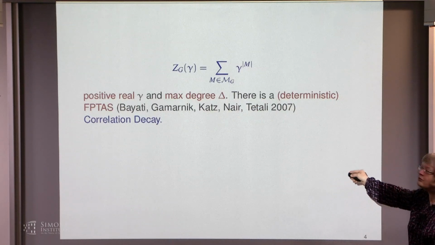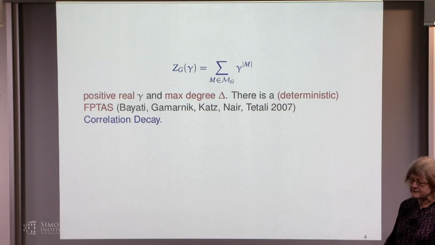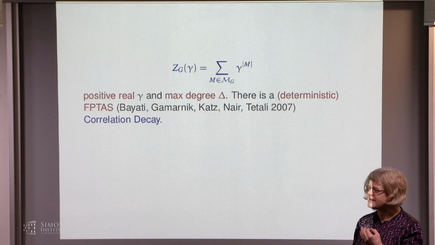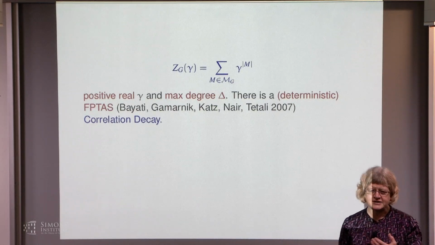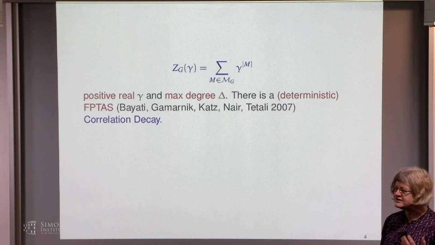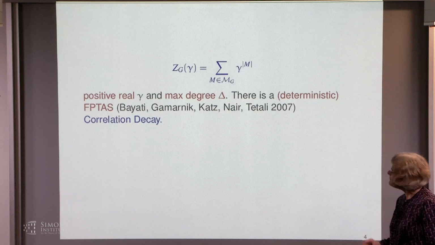Prasad is here. I don't know whether any other authors are here too. But anyway, they were able to approximate the polynomial in this case. And their method is correlation decay. And I'm going to talk some about their algorithm, because I'm going to be interested in talking about what correlation decay can do for approximating this polynomial.